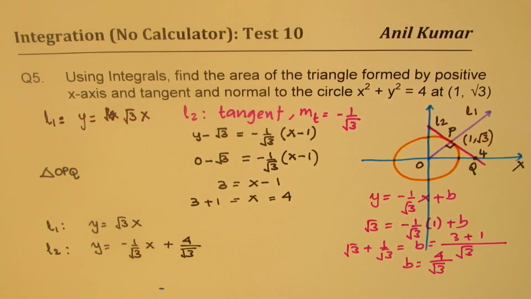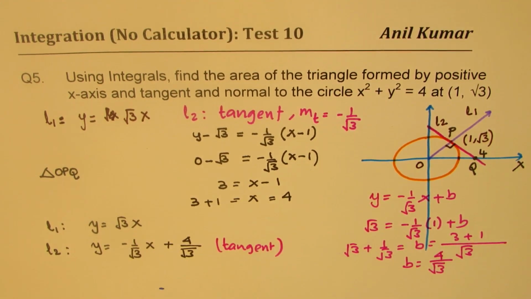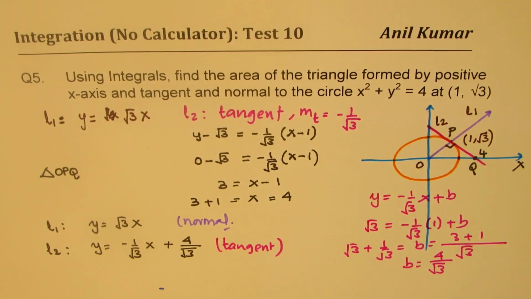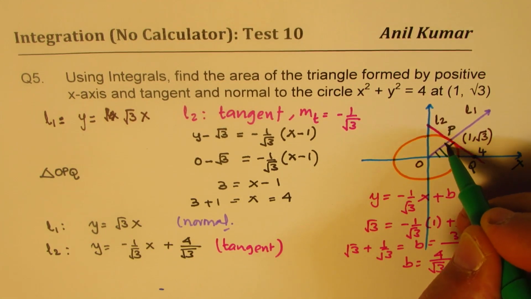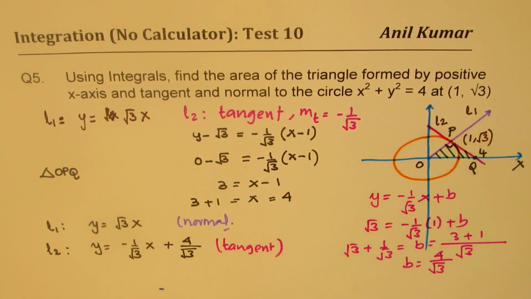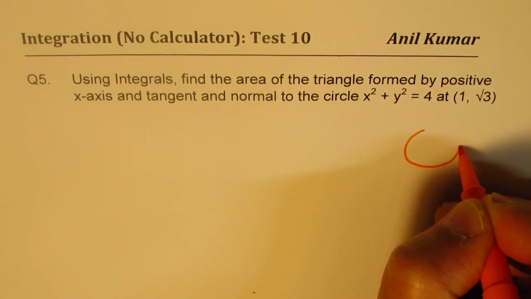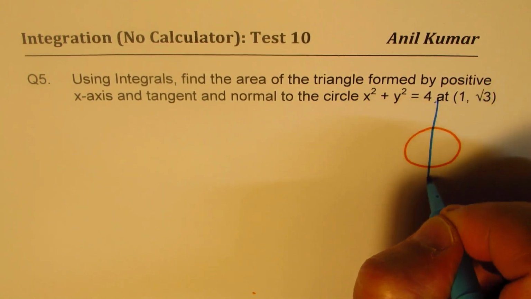So that becomes the equation of the second line, which is the tangent, right? So this is the tangent for you. And then we have the first equation is for the normal. Now, let us find the integral to get the area of the triangle OPQ. Good. And let's do it on a fresh page. So what we have learned so far is that that's a circle for us with center at the origin.